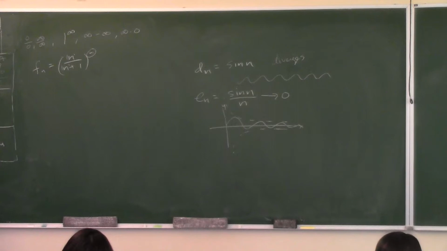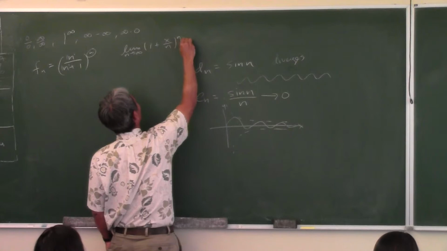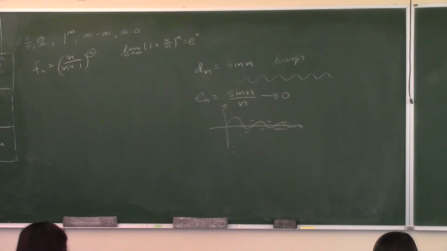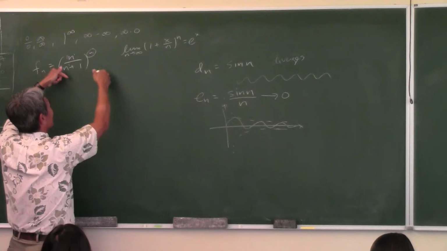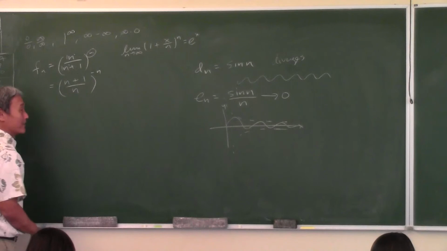Does this look familiar? The limit as n approaches infinity of 1 plus box over n, to the n power, is e to the box. Not box to the box. So what you need to do is massage this and sometimes flip it to make it look like that. Can I just flip it? No, you gotta put the negative in the exponent.